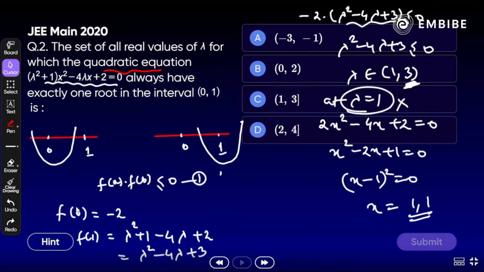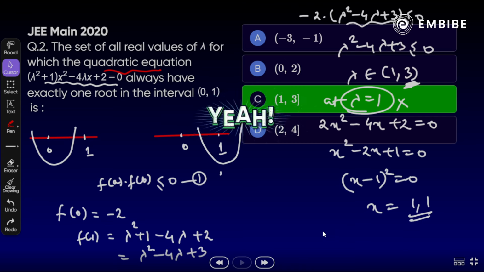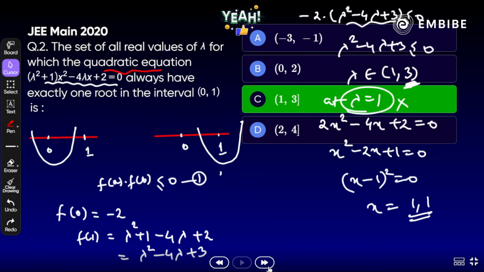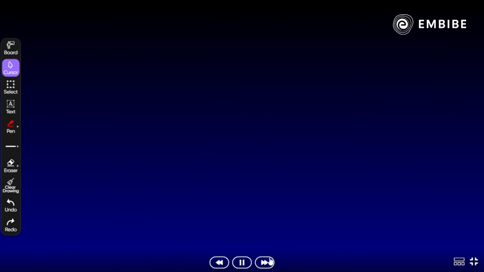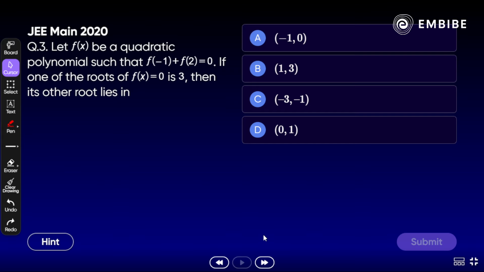Which option is correct here? Which one is correct? Yes, option C. All right, take a look here. One more important question.